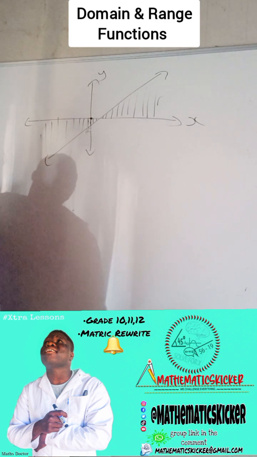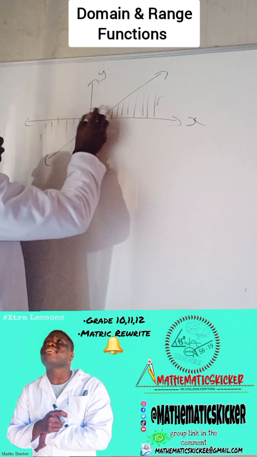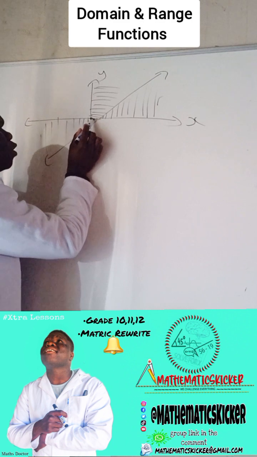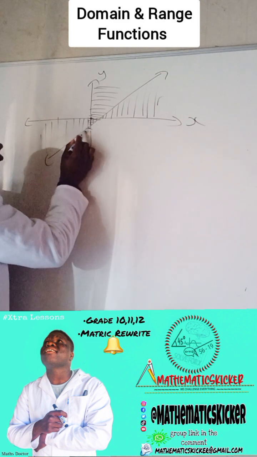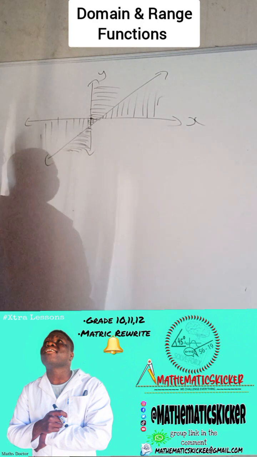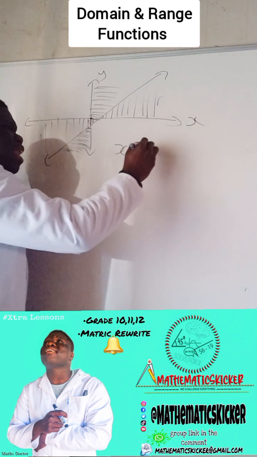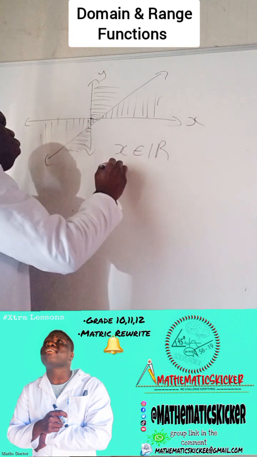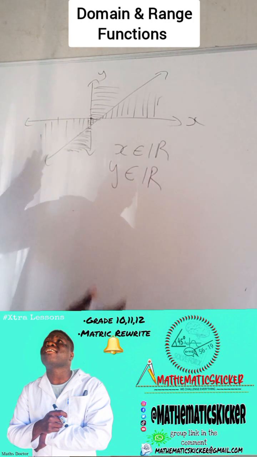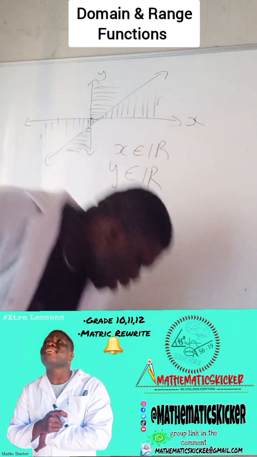Then what about the y values? The y value here is 0. We have the y values up to positive y infinity, and on this side we also have the y values. In this case, we can conclude by saying x is an element of real numbers, and y is an element of real numbers, because the x values and the y values feature in this function.